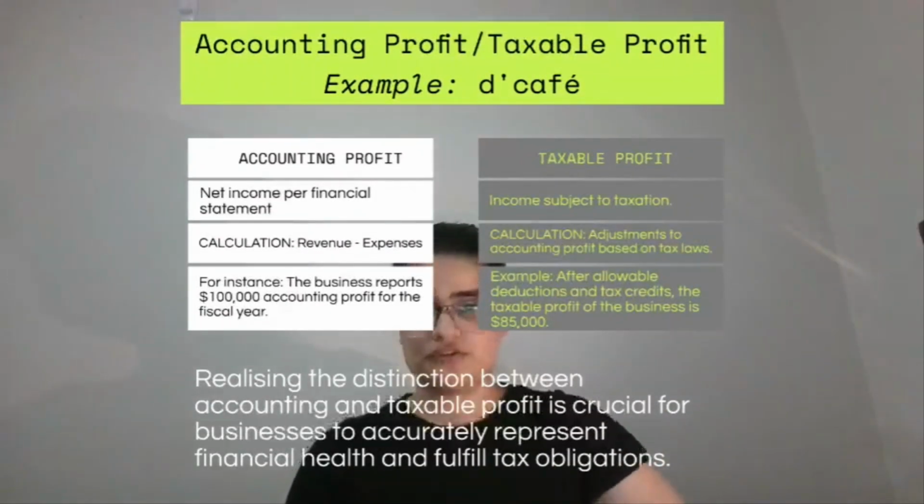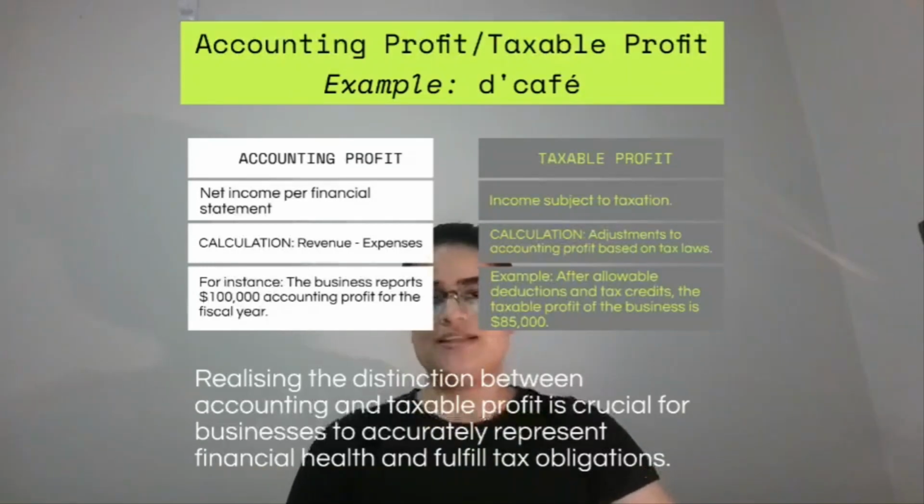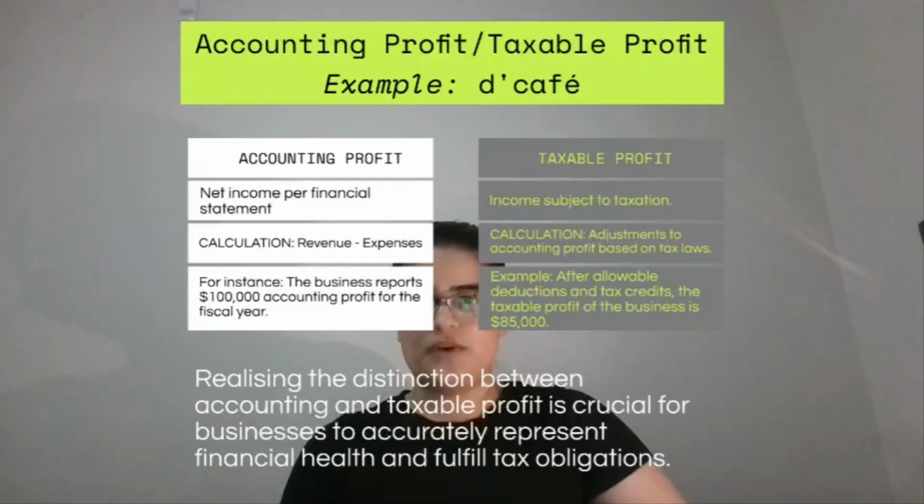Here's how we can differentiate between the two by labeling them as accounting profit and taxable profit. Let's take the example of Group D coming together and running a business of a cafe, where the accounting profit is the net income per financial statement, which can be calculated by just subtracting the expenses from the revenue.